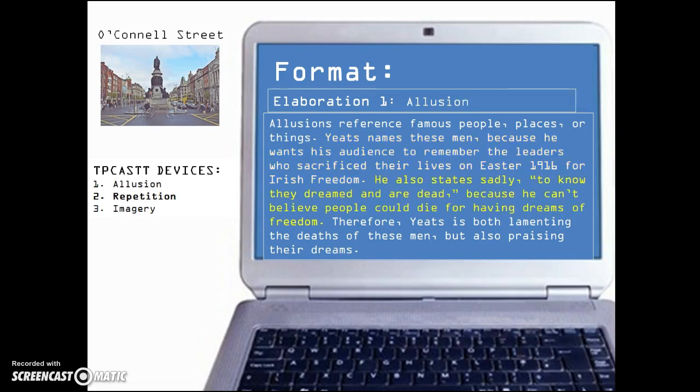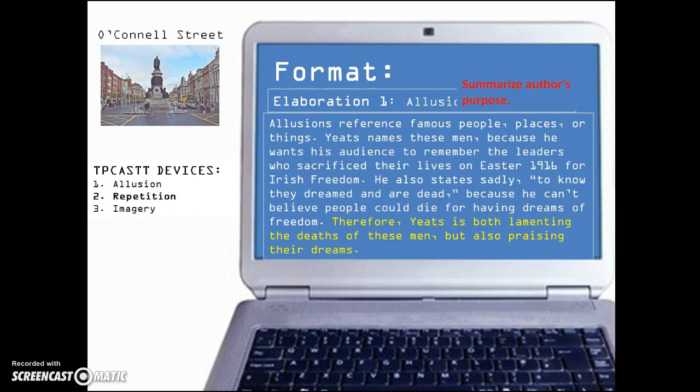Now next, you can explain how the author feels. What emotion does the author feel? I know that Yeats is sad, and that's because he's thinking about how these men died for trying to find freedom. And then lastly, summarize the author's purpose.